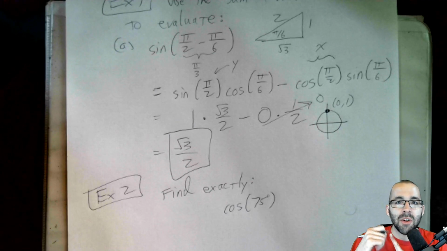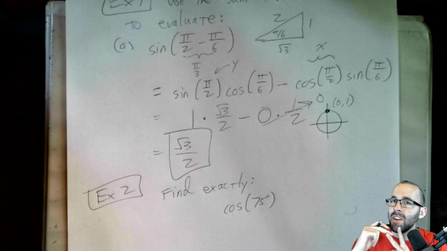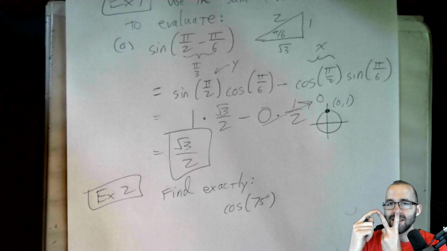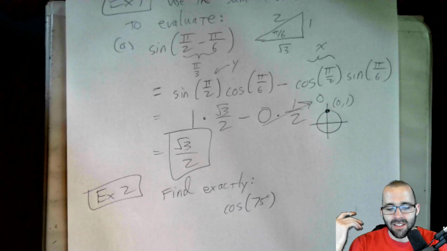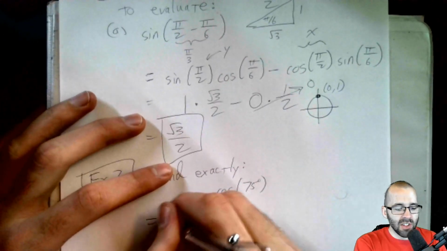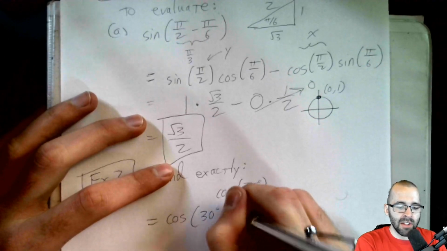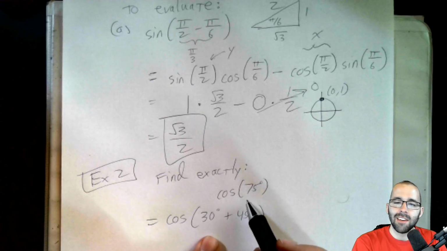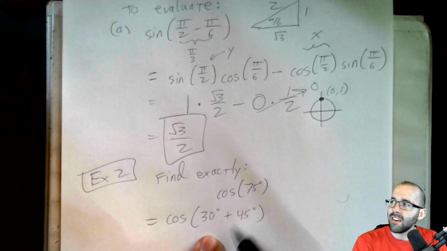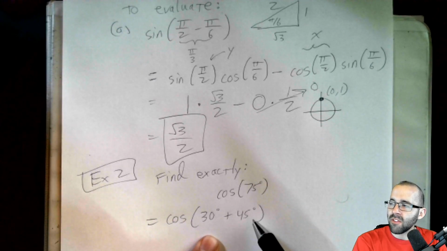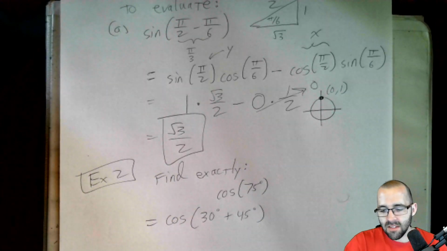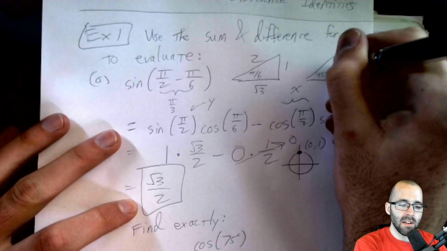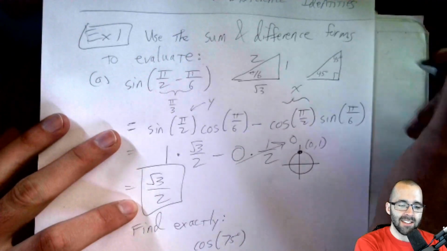Because we know things about 45 degrees. We know things about 30 degrees. And notice what 45 plus 30 is. It's 75. Okay? So this is just going to exactly be the cosine of 30 degrees plus 45 degrees. And by George, we have an angle sum right here. 75 degrees, 30 degrees plus 45 degrees. So we can use our special triangles, and let's see what this is exactly.